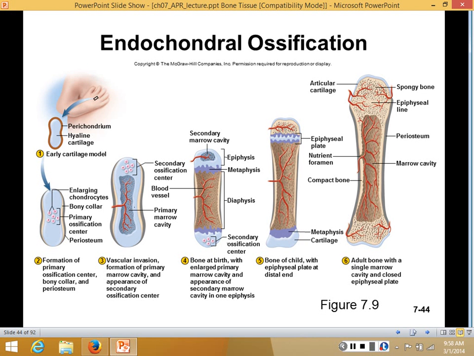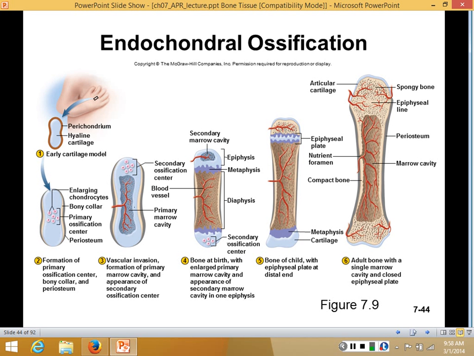Yep. Still got cartilage in the femur, the tibia, the fibula, the humerus, the radius, and the ulna. Because remember, these bones have a secondary ossification center at both ends, the proximal and what? Your distal end. Okay? Now, look at number 5. Bone of a child with epiphyseal plate at the distal what? End. At the distal end. Or is that the proximal end? I think there was an error here. So you have the epiphyseal plate there.